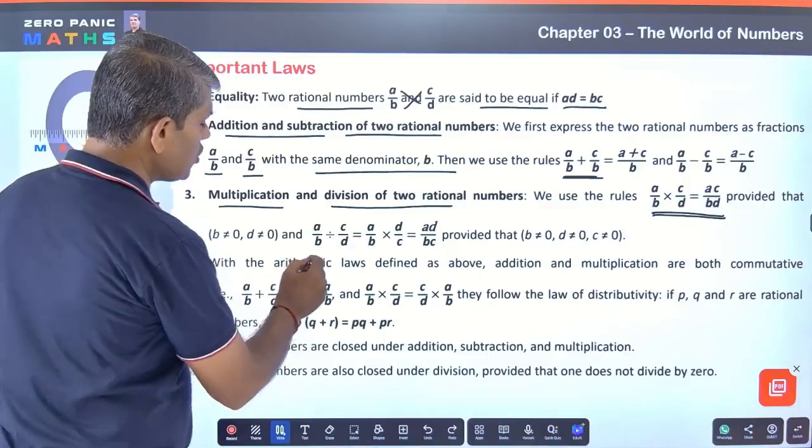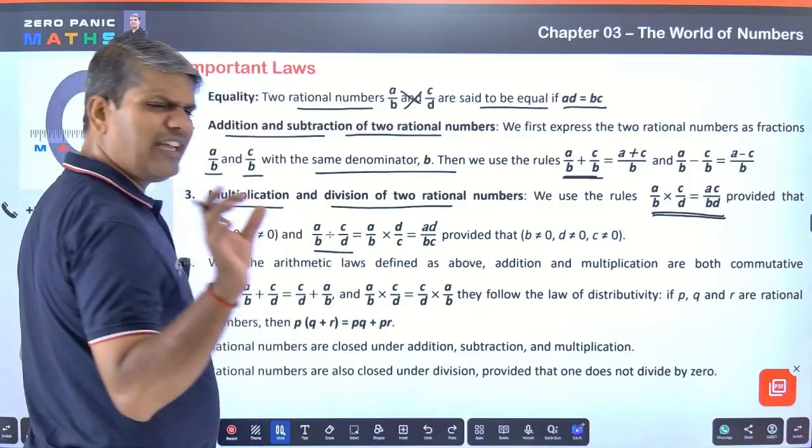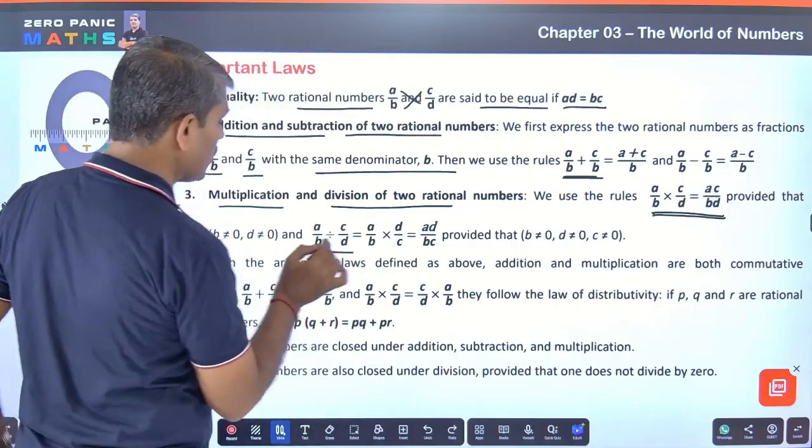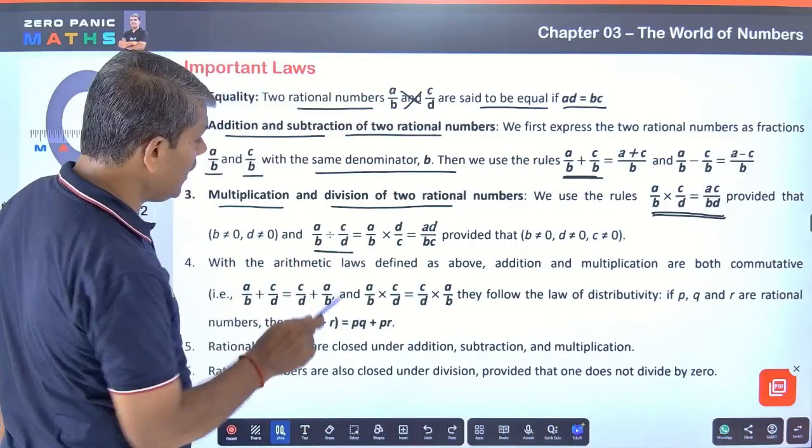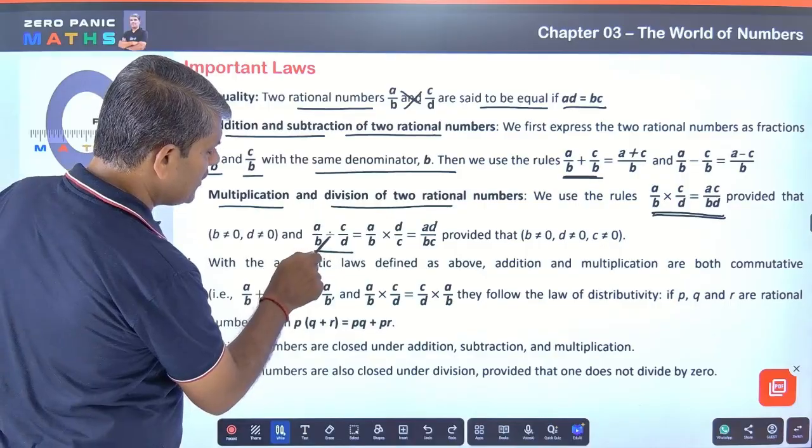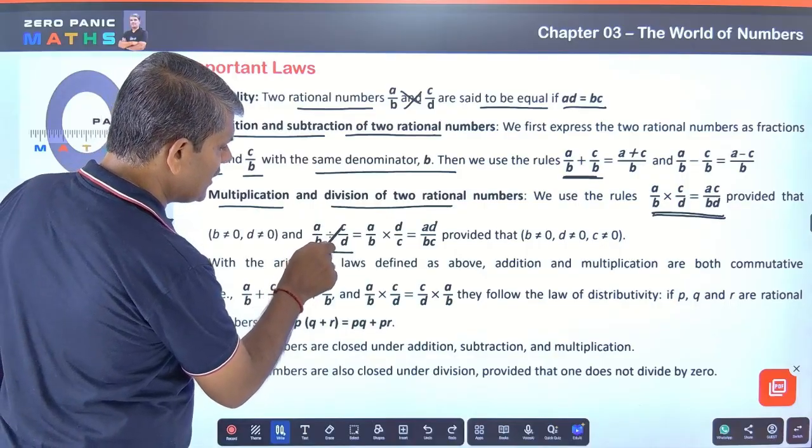But when it comes to division, there is a slight difference. Suppose a by b, listen to me carefully, a by b divided by c by d.